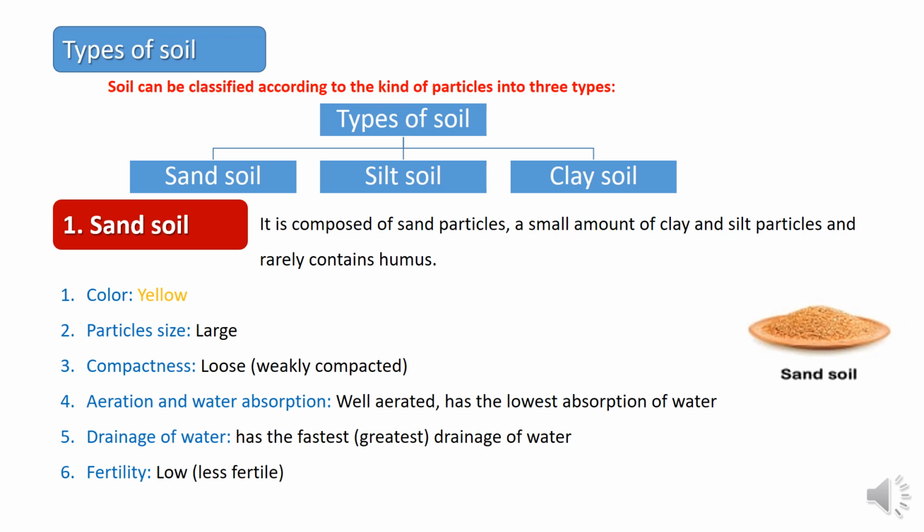Aeration and water absorption. It's well aerated, has the lowest absorption of water. Drainage of water, has the fastest or greatest drainage of water. And its fertility is low, it's less fertile.